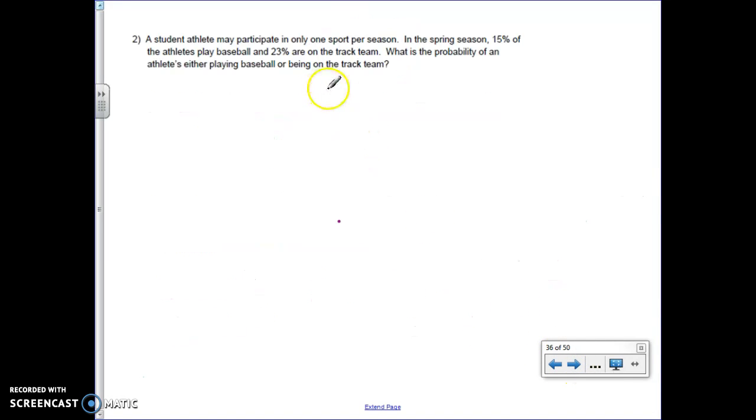Let's look at this one. It says the student athlete may participate in only one sport. 50% play baseball and 23% are on the track team. What is the probability that they could be playing basketball, baseball, or track? In this case, we're taking 15% and adding 23% to get 38%.